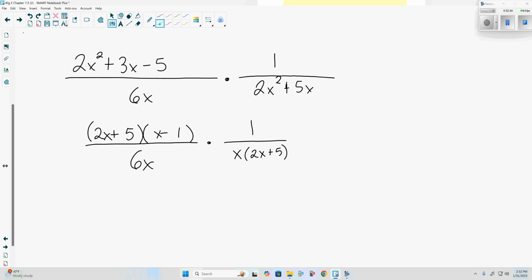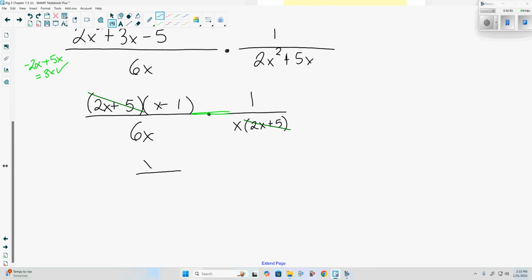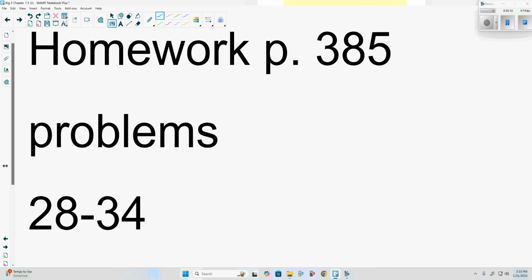And we can check it here. 2x times negative 1 is negative 2x. 5 times x is plus 5x, giving us the positive 3x that we want. And if we multiply these here, the 2x plus 5 will cancel out with the 2x plus 5. Squared, because of the x that we had from factoring out on the other one. Questions on this here? That's it.